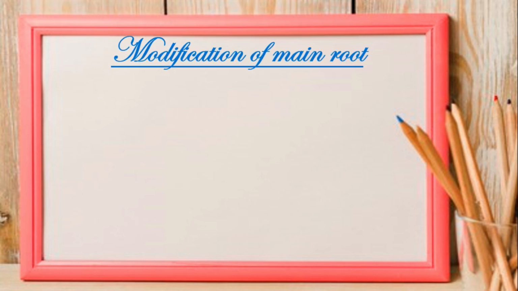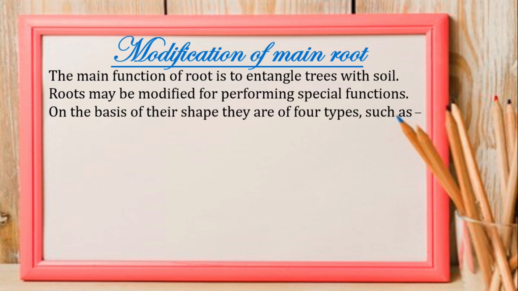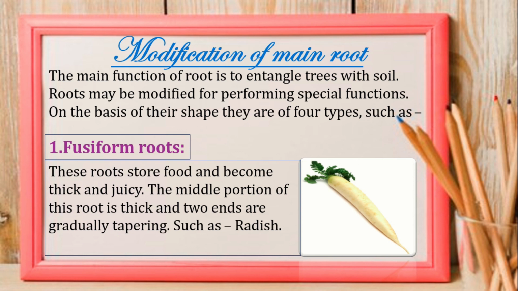Modification of main root. We know that the main function of root is to entangle trees with soil, and another main function of root is that it absorbs water and minerals from soil and supplies them to the plants. Roots may be modified for performing special functions. On the basis of their shape, they are of four types, such as fusiform roots.